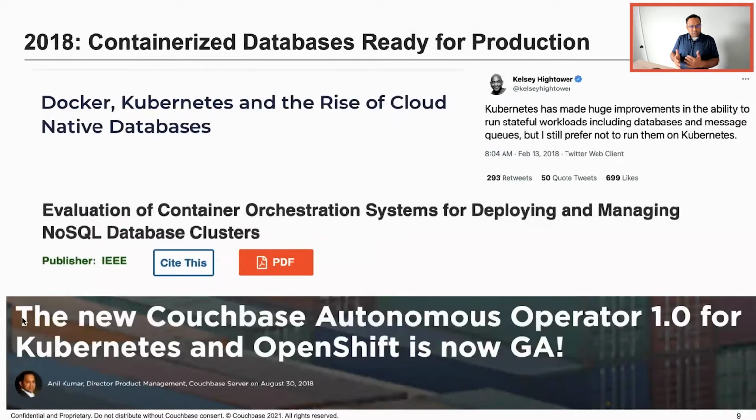Couchbase, on the other hand, released the Couchbase Autonomous Operator 1.0, which was our native integration of Couchbase on Kubernetes using the operator framework. And I'll talk about that in the next few slides.